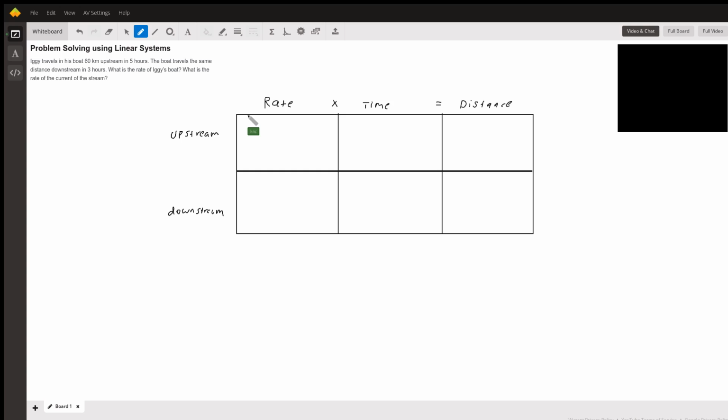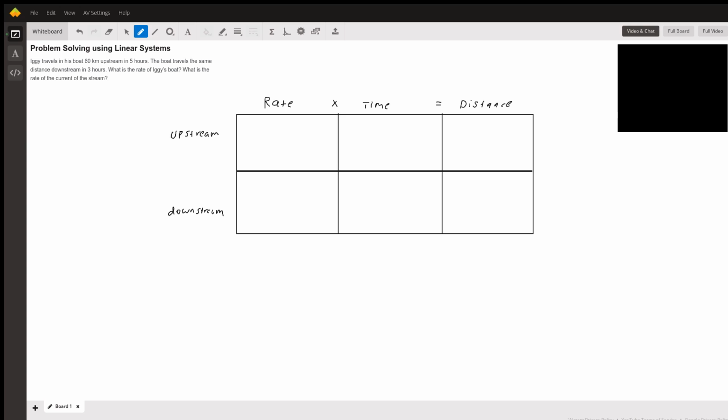So to solve this, we're going to be using a chart. It's going to be based on the formula rate times time equals distance. This is a very popular formula in algebra. Let's start by filling out the chart. So actually, before we fill out the chart, we have to identify our variables.